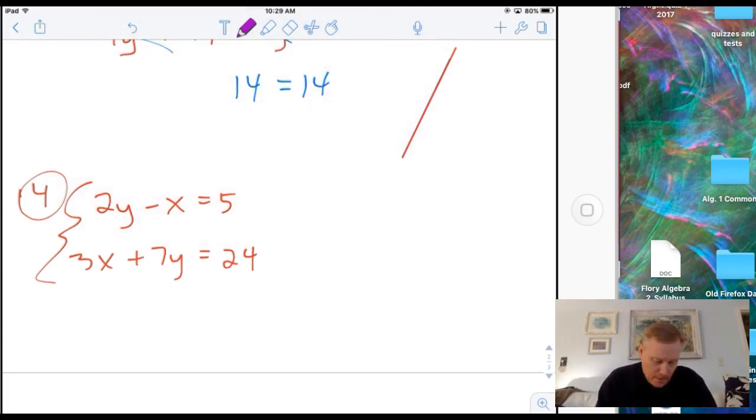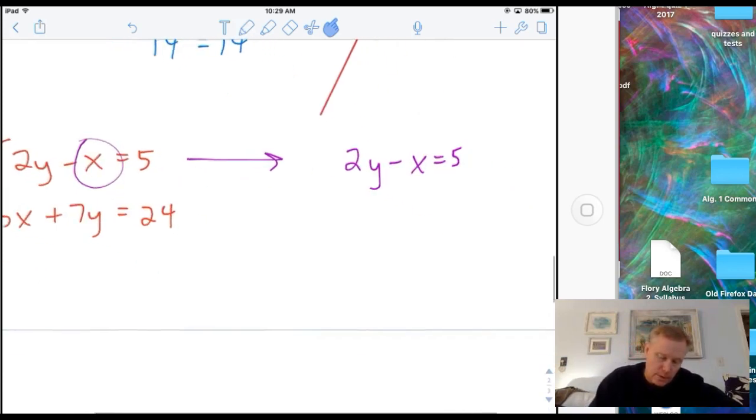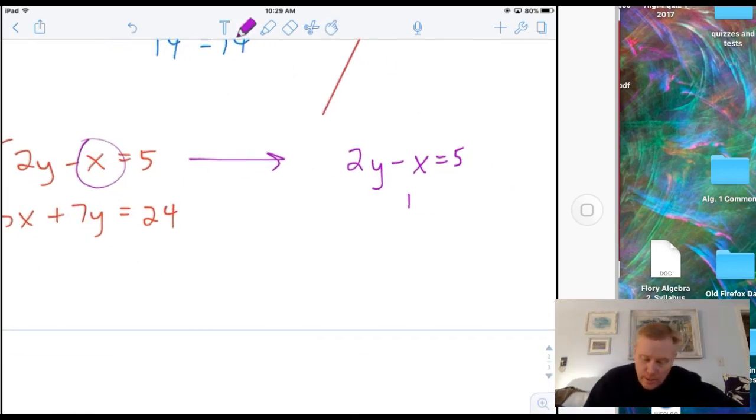So I'm going to take this top one because I see that x is kind of all alone there. That's going to make it easier so I don't have to divide by the coefficient at the end. I'm going to manipulate this equation to get x alone. There's a variety of ways you could do this. I'm going to just add x to both sides.